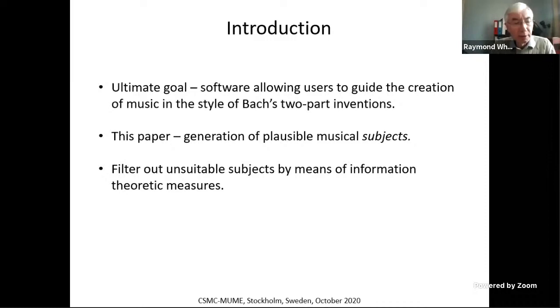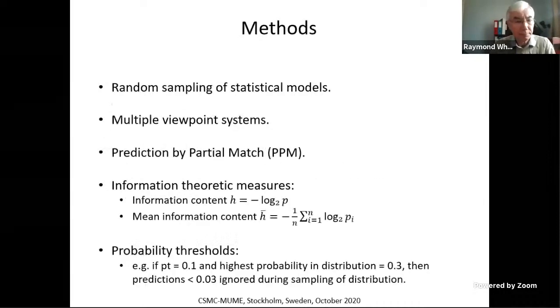Our paper describes how to begin the compositional process by automatically generating plausible musical subjects. In particular, we investigate the usefulness of information theoretic measures as ways of filtering out unsuitable subjects. We use random sampling of statistical models to generate musical motifs that may be considered as subjects for pieces in the required style.